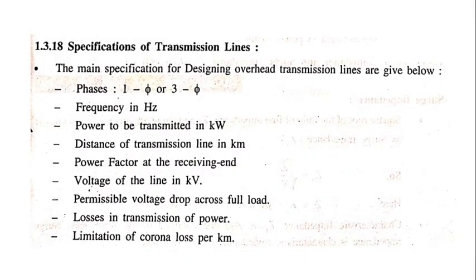Now we are going to see some of the specifications of a transmission line. First, the phases, that is single phase or three phase. Second, the frequency, in hertz. Power to be transmitted, in kilowatts. Then the distance of the transmission line, in kilometers. Then the power factor at the receiving end side. Then the voltage at the receiving end. Then possible voltage drop across full load. Then losses in transmission of power, and limitation of corona loss per kilometer. These are all the factors that we need to specify for economical operation of our transmission line.